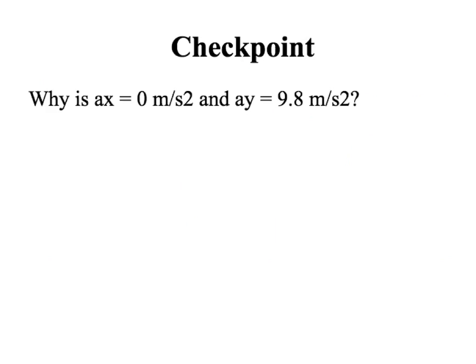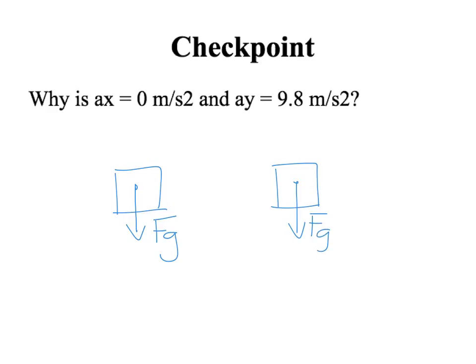So to check your understanding, why do we say that our acceleration in the x direction is 0 and our acceleration in the y direction is 9.8? Well, if you refer back to the free body diagrams, this free body diagram can explain why both accelerations are why they are. Because gravity is the only force acting downward, our acceleration is 9.8 meters per second squared, and since we don't have any forces happening in the x direction, the horizontal direction, we have no net force, therefore no acceleration.